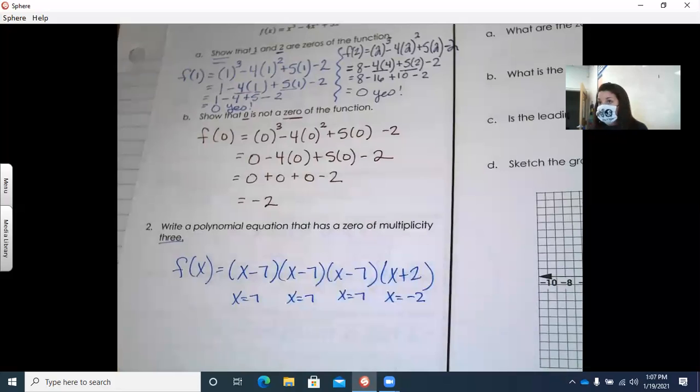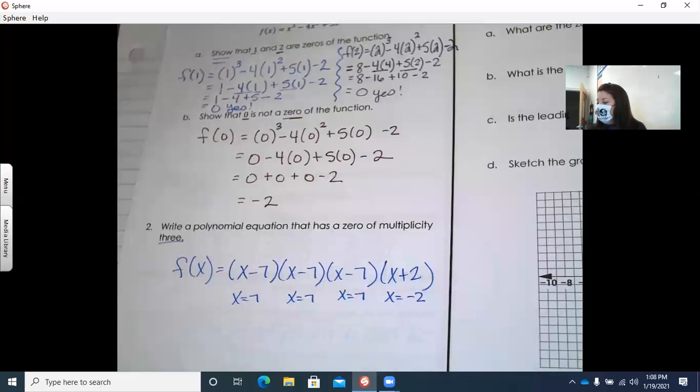Did it occur 3 times? Yeah. That makes sense? Where did you get the number 7? Where did you get the number 2? We just made it up. It didn't say I had to use any numbers in particular. It just said I had to have a 0 with a multiplicity of 3. So I had to have a solution that occurred 3 times.